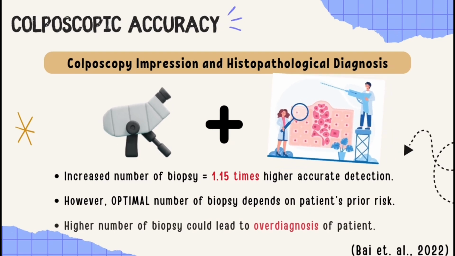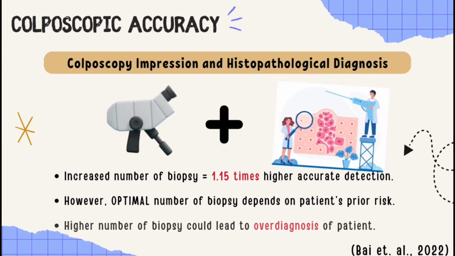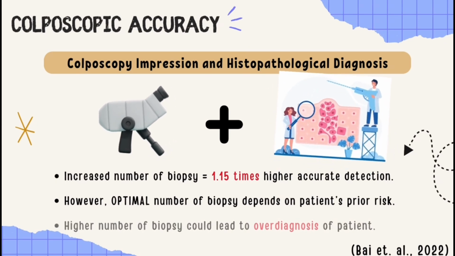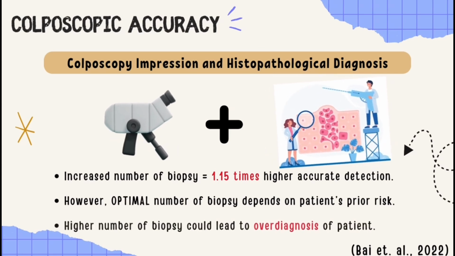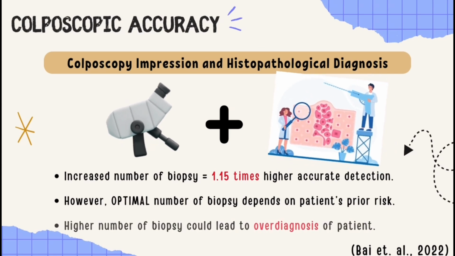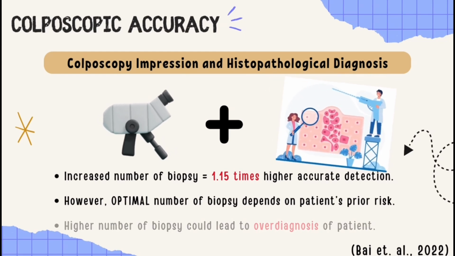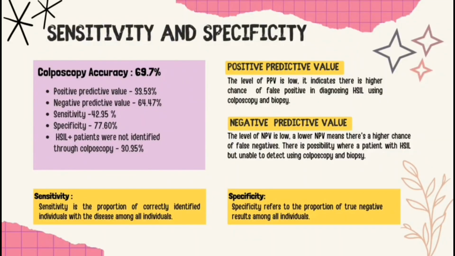This is caused by the risk of overdiagnosis of detecting high-grade squamous intraepithelial lesion cases using colposcopy. Overdiagnosis in this study is considered present when the histopathologic biopsy results show less advanced lesions than colposcopic examinations. Therefore, it is important to carefully evaluate the findings from the colposcopy to determine the most appropriate action for the patient's treatment. Last but not least, we will discuss the sensitivity and specificity of colposcopy and biopsy for HSIL detection.